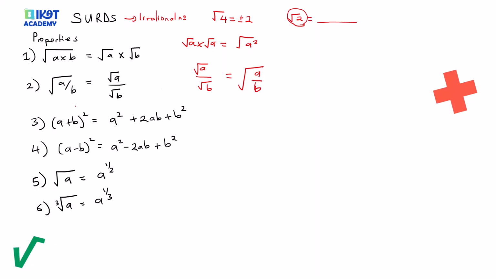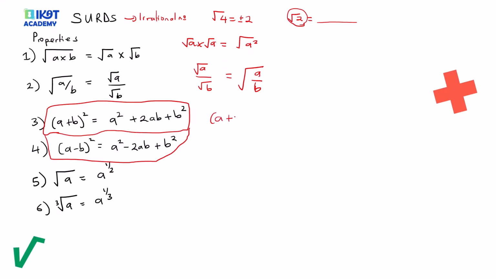What else? Now here, this is going to be a very important relationship in this chapter. So understanding that (a plus b) squared is going to be a squared plus 2ab plus b squared. Then (a minus b) squared is going to be a squared minus 2ab plus b squared. Now this can be obtained from the normal expansion.